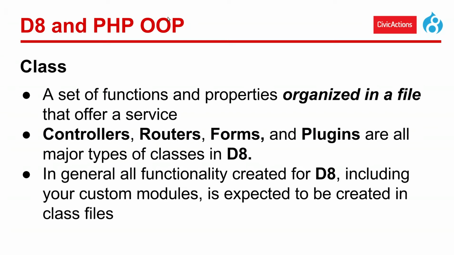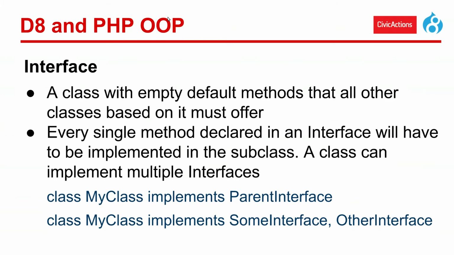All of your functions and technology are expected to be offloaded into a class file or many class files that accompany your project, and you're using properties and methods out of your classes rather than having random functions all over with includes and everything. So it's a set of methods and properties organized in a file and not a set of functions. But methods in a class are functions out in a PHP file. They're the same thing. Okay, so controllers, routers, forms, plugins, all now classes in V8. And like I said, all your general functionality should be created in class files.